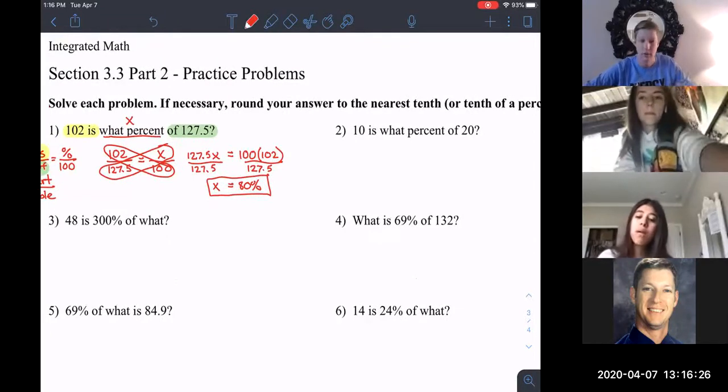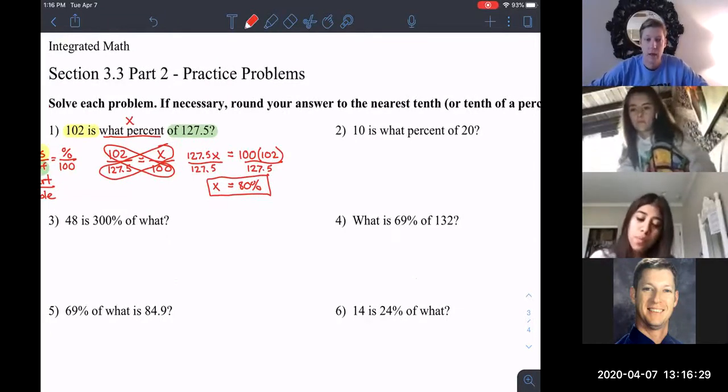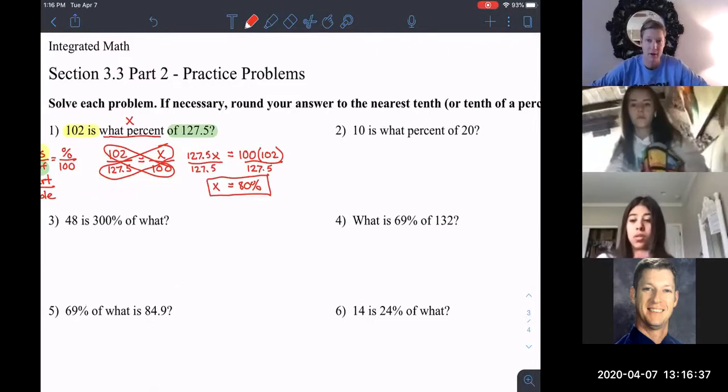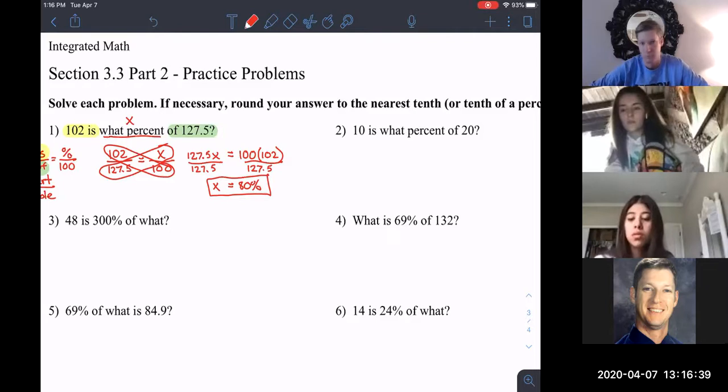All right. With these problems, will there ever be a negative? Like with these type of problems? That's a great question. Not with percent problems. Now there can be negatives like we saw in just regular proportions, but usually there are not going to be any negatives in percent problems because percentages are always positive. It's always from 0 to 100 positive numbers.